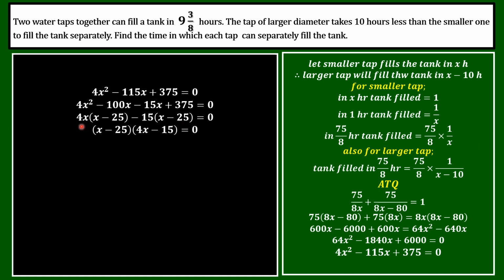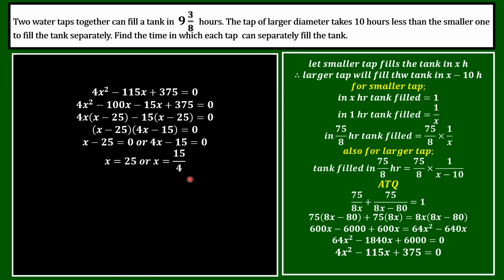X minus 25 is common from both these. So we take out x minus 25 as common, and in the next bracket we get 4x from here minus 15 from here is equal to 0. So either x minus 25 is equal to 0 or 4x minus 15 is equal to 0, which gives us two values of x, that is 25 or 15 upon 4.